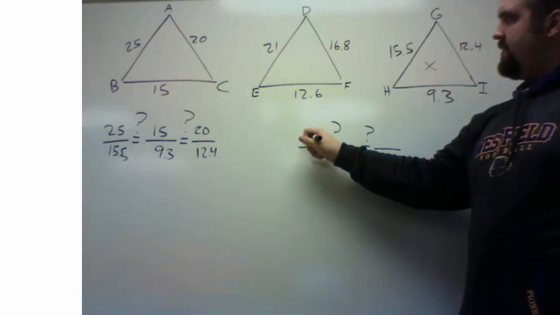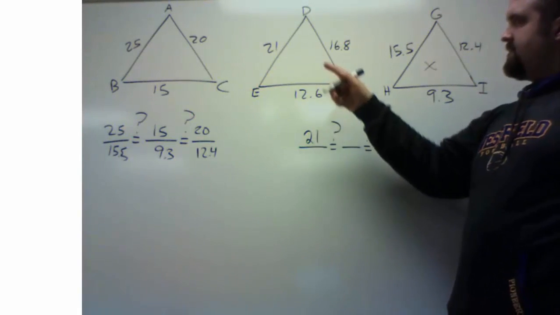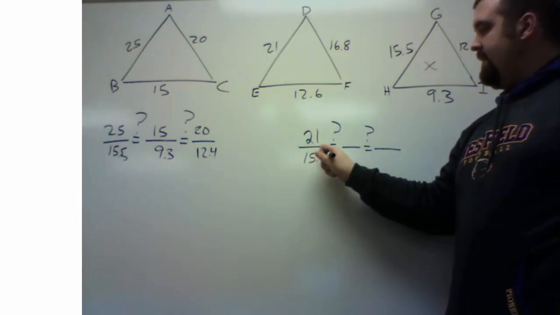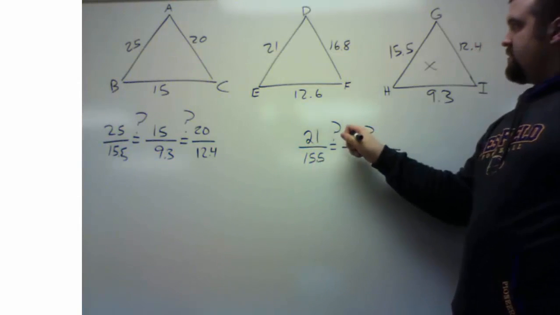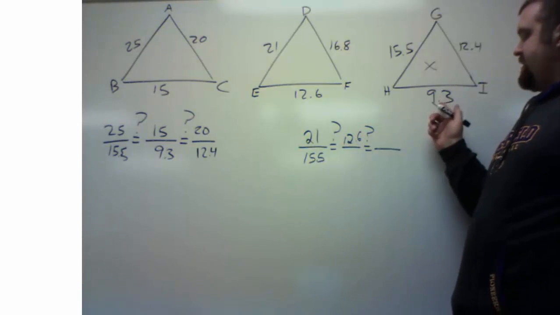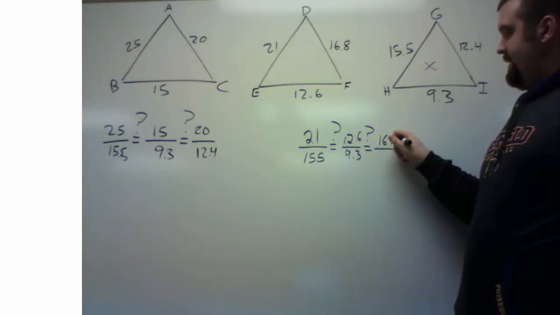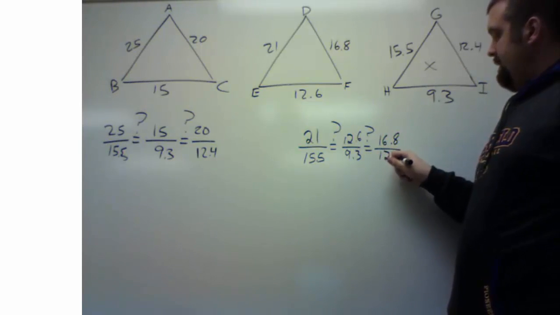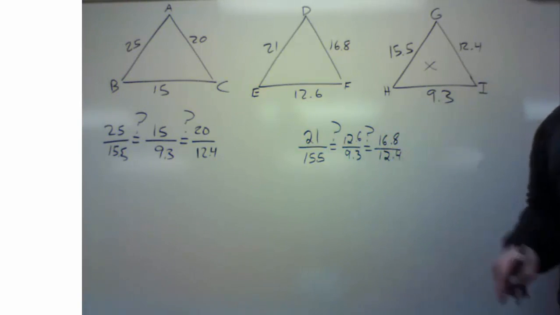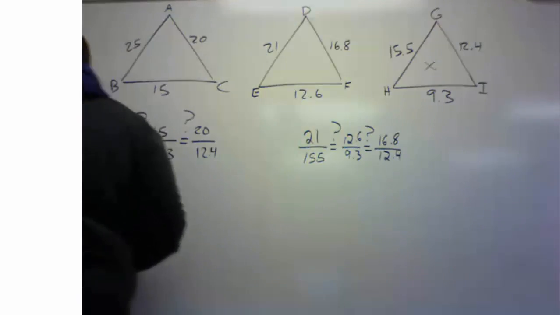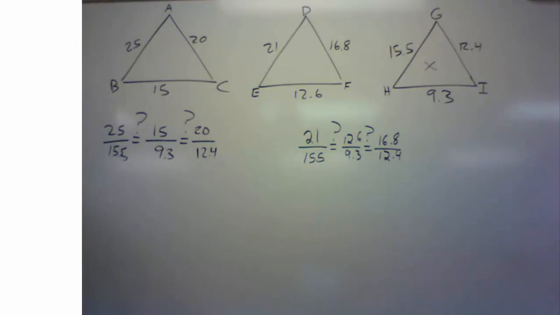The longest side for triangle DEF is 21. Longest side for triangle GHI is 15.5. Shortest is 12.6. Shortest here is 9.3. Medium, 16.8. Medium, 12.4. Only one of these 2 ratios should work because it said either. But just to make sure Mr. H didn't make a mistake in his calculations, we are doing both.